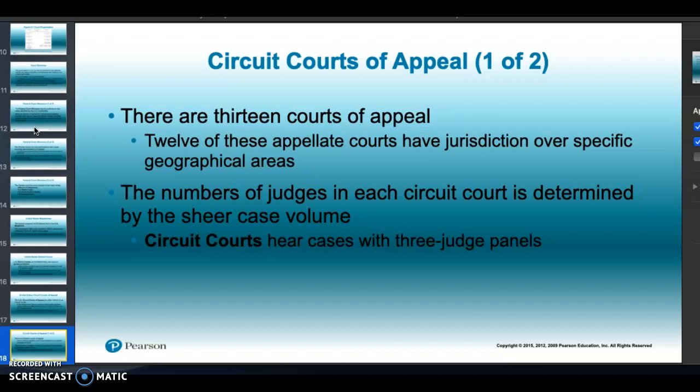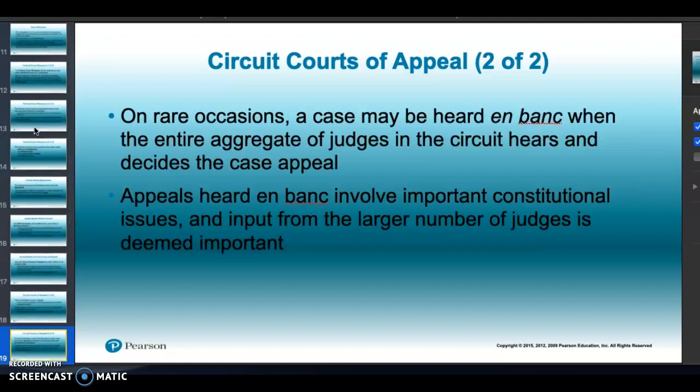The number of judges in each circuit is determined by sheer volume of cases, and it's a 3-panel judge at the appeals level. On rare occasions, a case may be heard what we call en banc, when the entire aggregate of judges in the circuit hears and decides the case on appeal. Appeals heard en banc involve important constitutional issues, and input from a larger number of judges is deemed important. It's essentially trying to stop it before it gets to the U.S. Supreme Court, since they only hear a very small minority of cases.